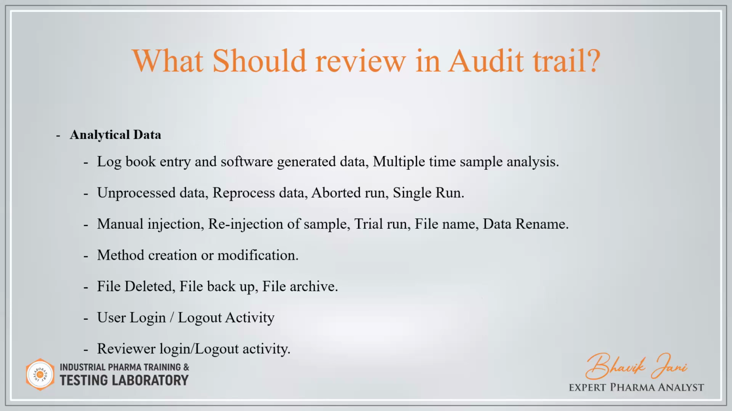Now, what should be reviewed in an audit trail for the analytical data? First, you have to review the logbook entry and the software generated data. Then multiple sample analyses: how many times one sample is analyzed. If the sample is analyzed 3 times, 4 times, or 5 times, then you have to justify that one data is for in process, second for the semi-finished, and for the finished product or the stability data. That's why your sample ID should include the AR number, so it is easily identified how many times the analysis was performed for one sample.